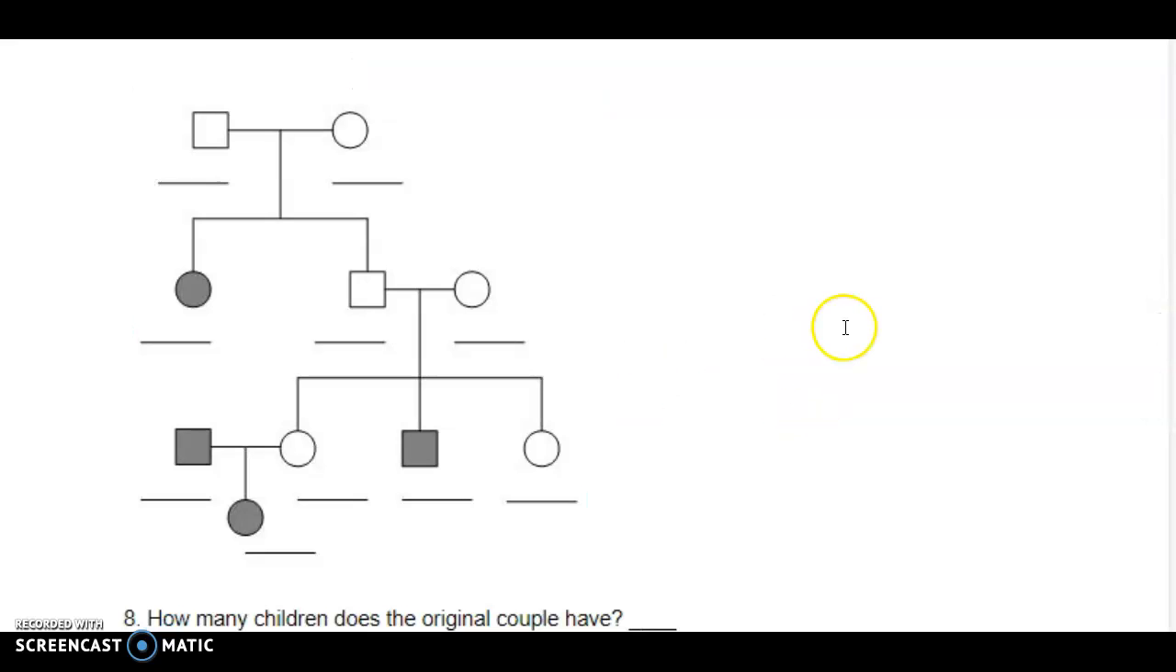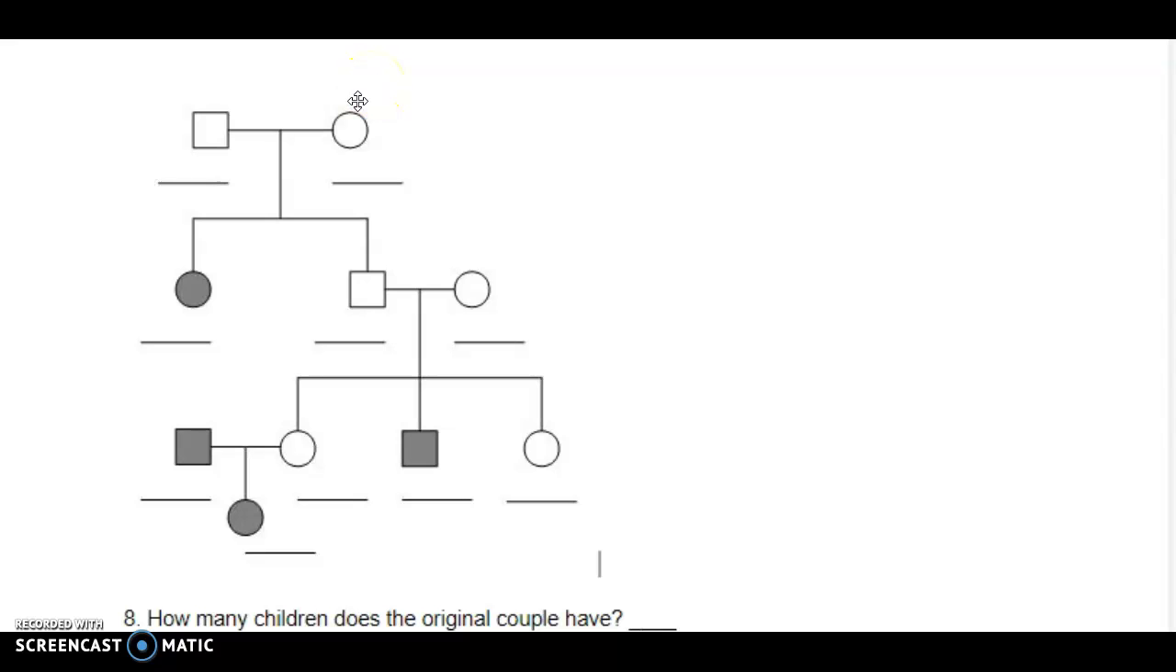It's not, anyway, we'll talk about them. So this individual right here has the trait, so they would have to be little a, little a. This one would be little a, little a. This one would be little a, little a. And this one would be little a, little a. So we know that much. All these that are unaffected would have at least one big A. So this parent would be big A and something, and this parent would be big A and something.